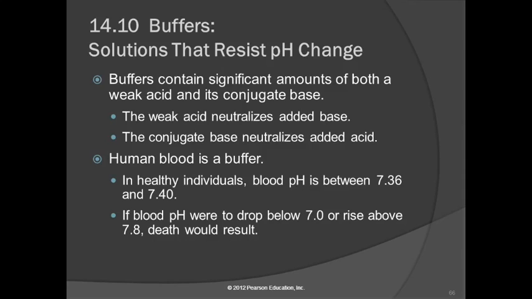And your blood has a buffer in it. The pH of your blood is very tightly regulated by your body, and part of what goes into that is carbon dioxide. In healthy individuals, your blood pH is between 7.36 and 7.40. Very, very tightly. If it gets below 7.0 or above 7.8, you die. So your body regulates the pH very closely, and it uses buffers to do that.